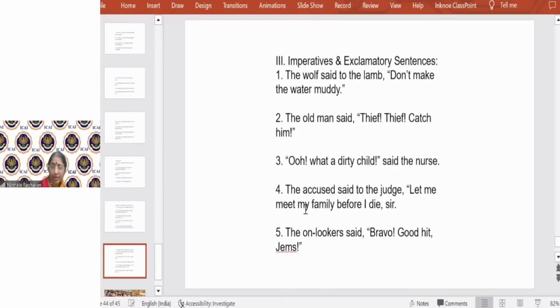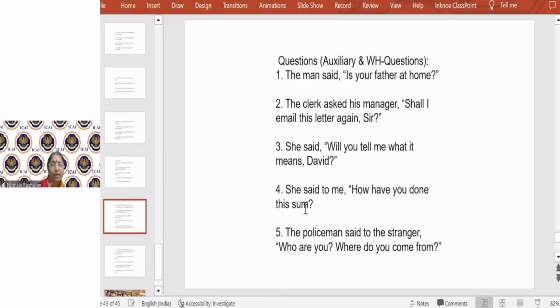Okay, let me go back to the previous one. The clerk asked his manager if he should email that letter again. Then somebody asked for the third one. She said she asked David if he would tell her what it meant.